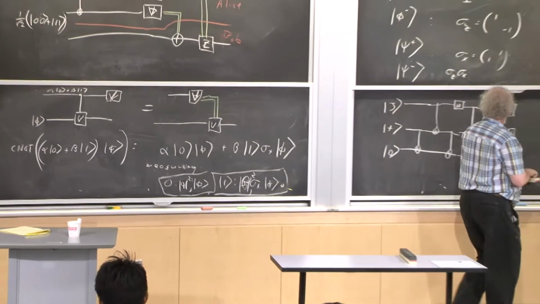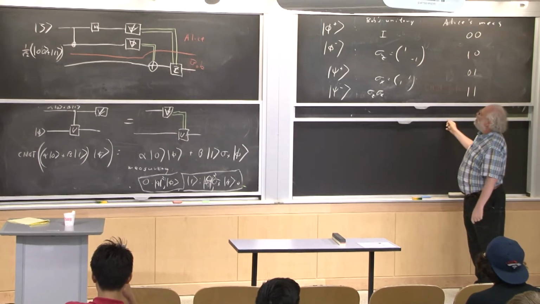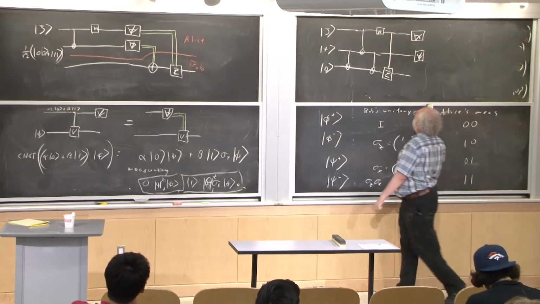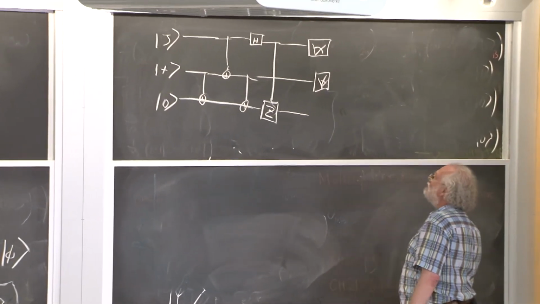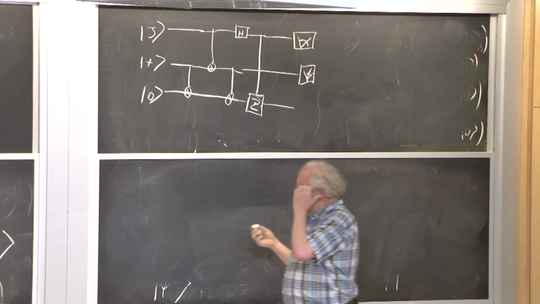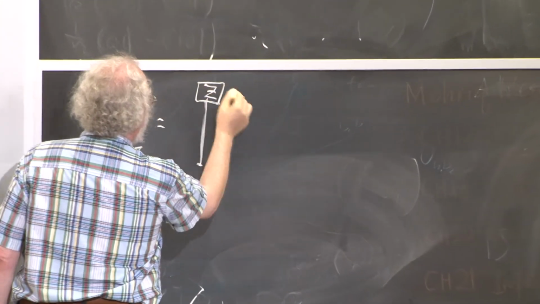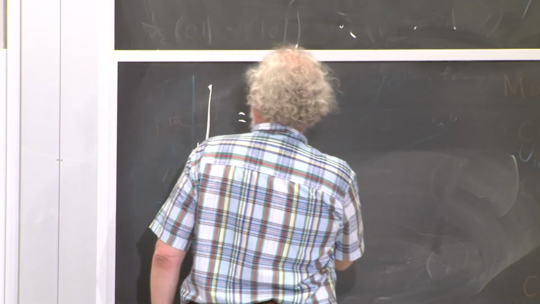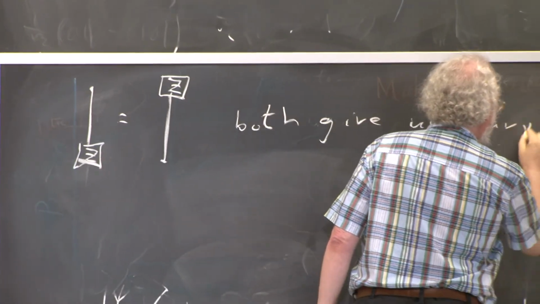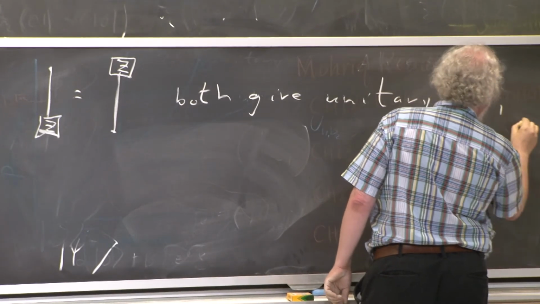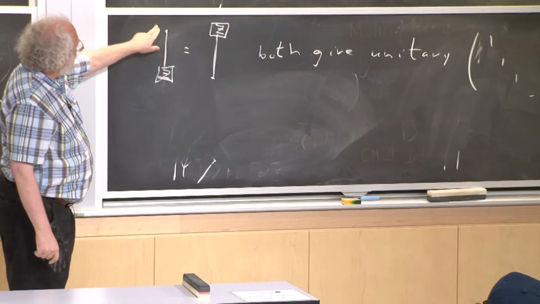Okay, so now our original circuit was equal to this. And now there's only one more step we need to take to get the circuit. Actually 2 steps. A controlled z is equal to a controlled z up. So they both give unitary 1, 1, 1, minus 1.